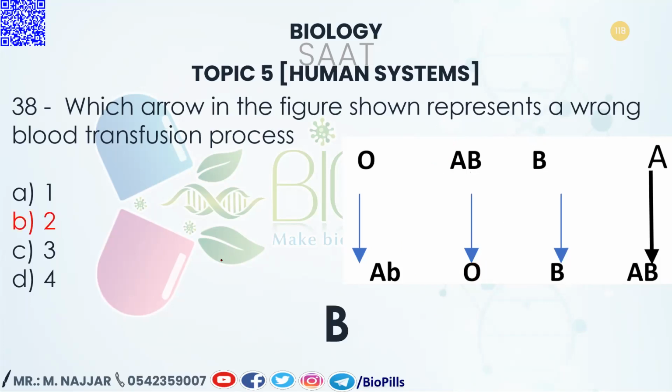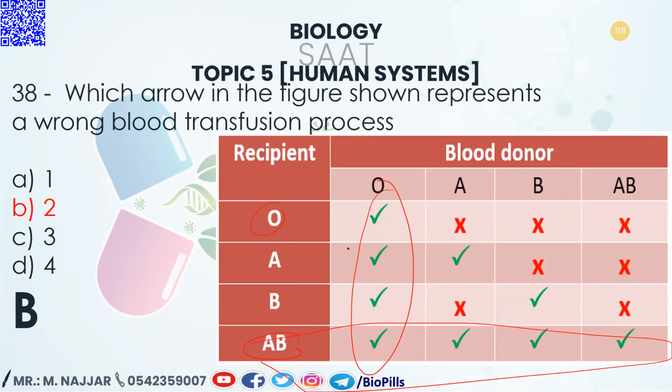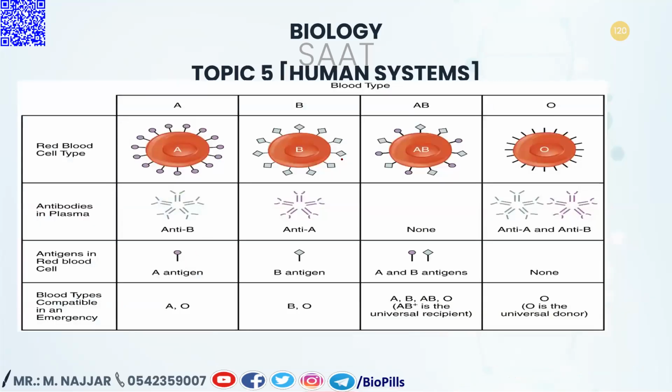Even if you are going further and extending the explanation, we find that O can donate to all of the blood groups, while AB can receive from all of the blood groups, but donates only to its own. So here is a very important table to watch out for. Even if you want to know why and extend it, it's in another question. Here are the RBCs, and this is the surface of it.